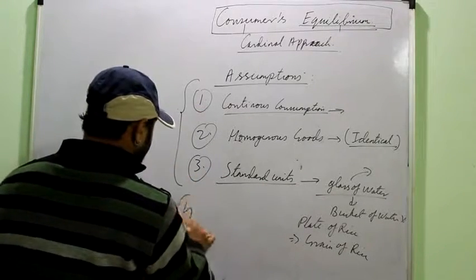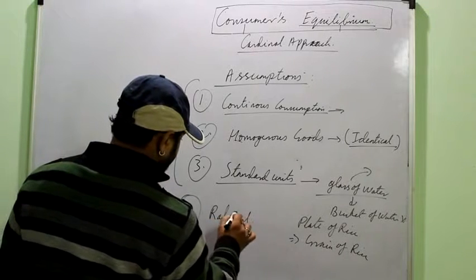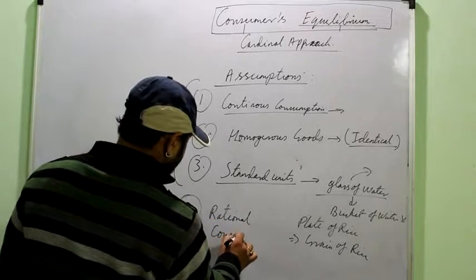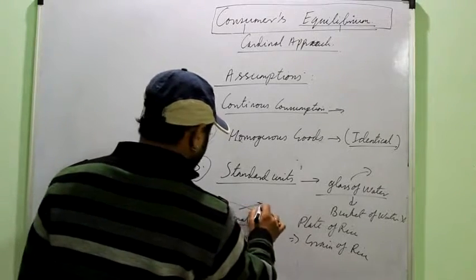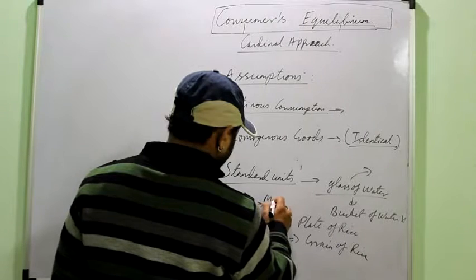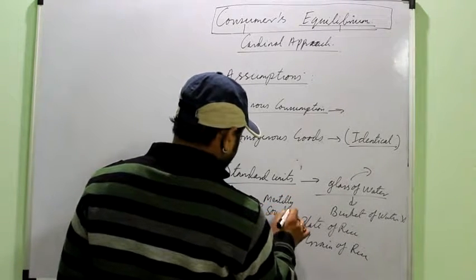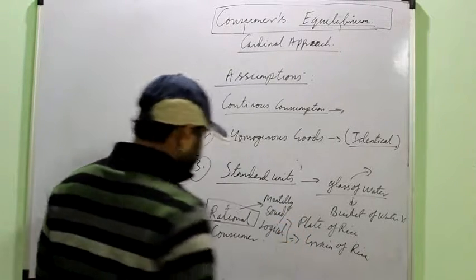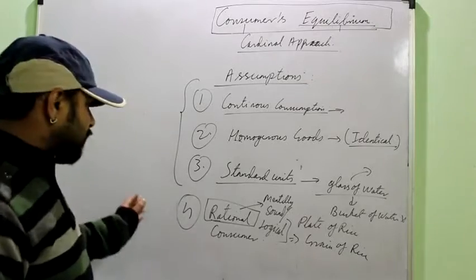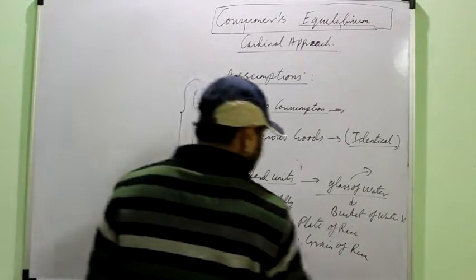One more important assumption is that the consumer should be rational. The consumer should be rational. Rational means that he should be mentally sound, or you can say he should be logical. He should have the reasoning power and he should try and achieve the equilibrium. He should think how he is spending the money.